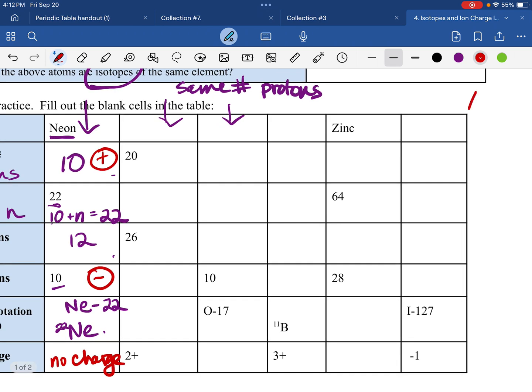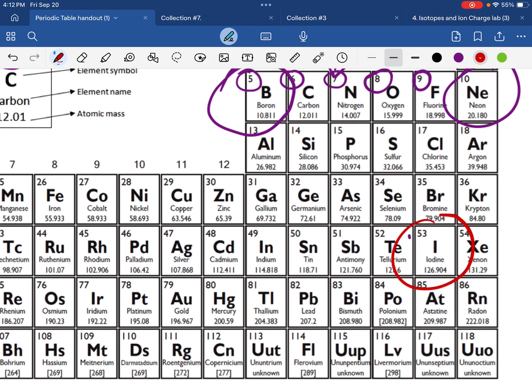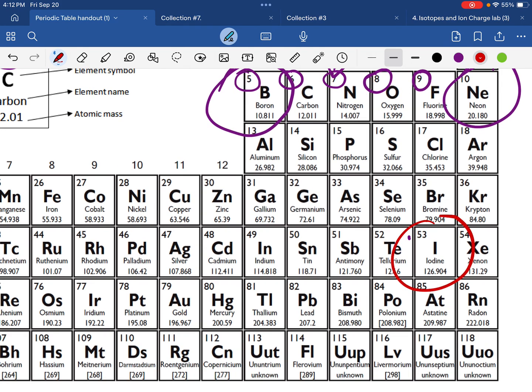Let's maybe try one more here. Here we have a -1 charge, and we have the symbol I-127. So what does that I stand for? We're going to need to use our periodic table. Here is I right here, that is iodine. And iodine's atomic number is 53.